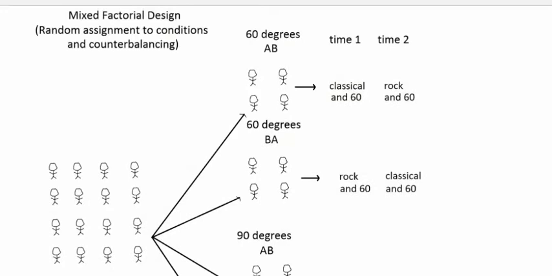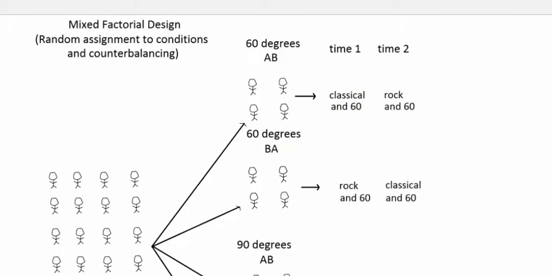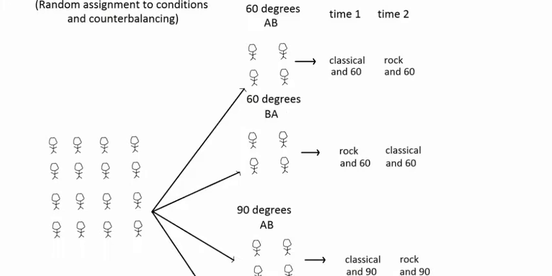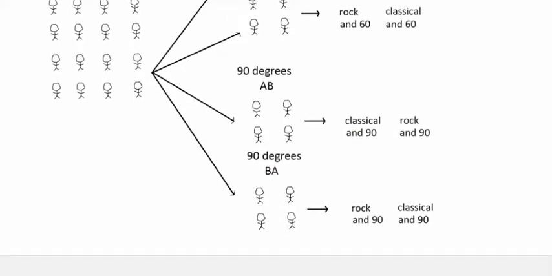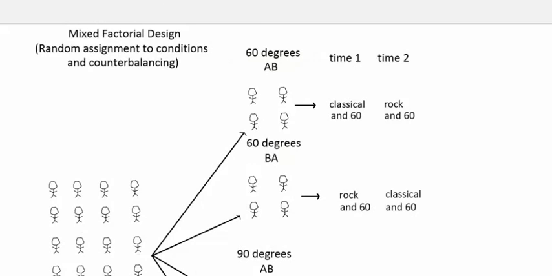And after the participants have been randomly assigned to the two temperatures, the two types of music would be counterbalanced. So half of the 60-degree group would follow the AB order, which means classical first and rock second, and the other half of the 60 group would follow the reverse, rock and then classical. And the first half of the 90-degree group would follow the AB order, classical first, rock second, and the other half would follow the reverse, rock first, then classical. So in this experiment, we have random assignment to the two different levels of temperature and counterbalancing of the two levels of type of music.